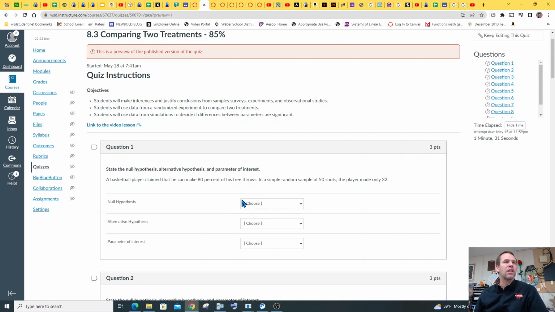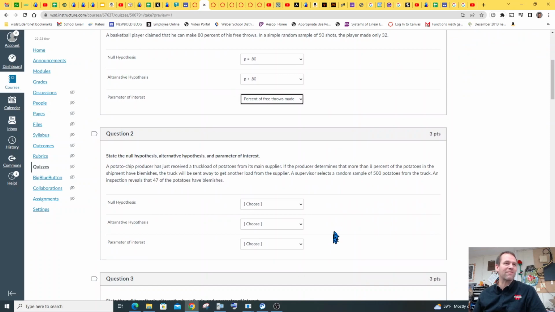Or reject it. And so a basketball player claimed that he can make 80% of his free throws. In a random sample of 50 shots, the player made only 32. Okay, so the null hypothesis is what the claim is, right? So we would say that p equals 0.80. The alternative would be less than 80% because they're not that good. And then the parameter of interest is the percent of free throws that he actually makes. And so there's the answer number one, not too bad.